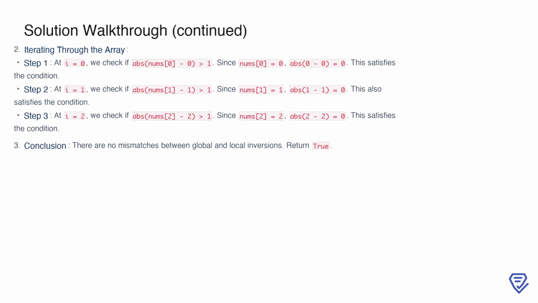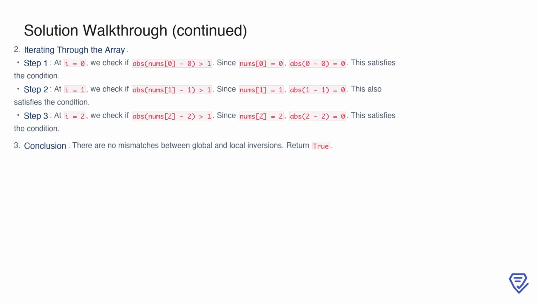Now, let's break this down step by step for the array nums equals 0, 1, 2. We iterate through each element of the array and check if the absolute difference between the element's value and its index is greater than 1. At index i equals 0, the value is nums[0] equals 0. The absolute difference, abs(nums[0] - 0), is 0, which satisfies the condition. Next, at index i equals 1, the value is nums[1] equals 1.